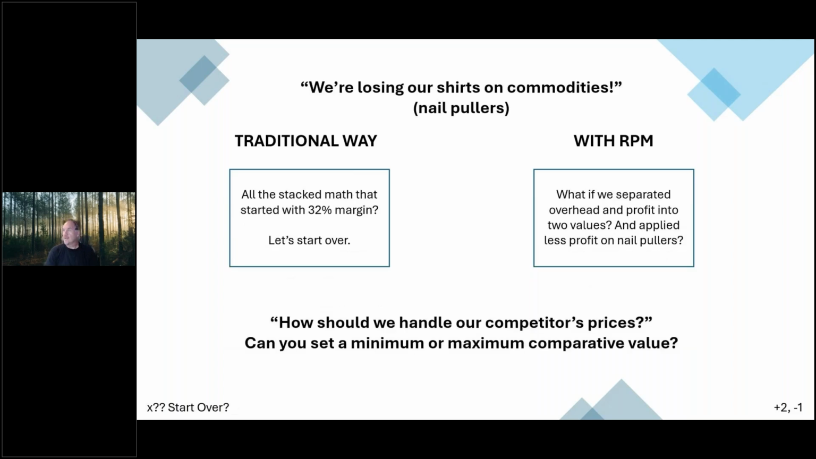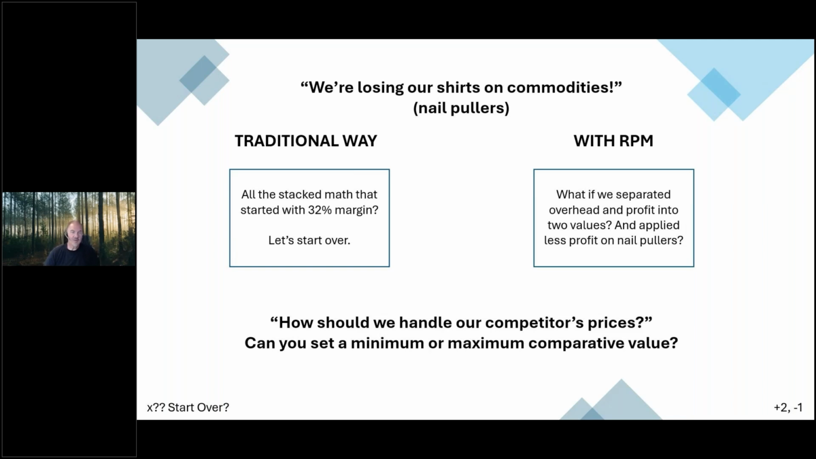Then somebody wakes up and says, oh my goodness, we've been in business 7 years now. We are losing our shirt on commodities. And the commodities in this case happen to be nail pullers. And in our inventory, that includes crowbars and hammers. Well, remember when we started at the very beginning, everything across the board we knew was 32% margin in order to stay in business and make a profit.